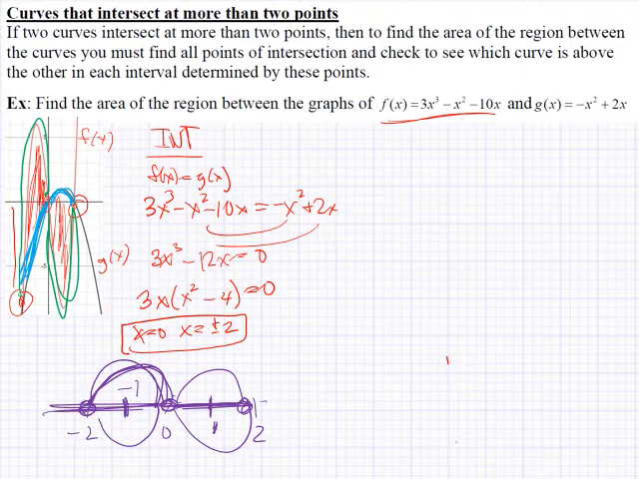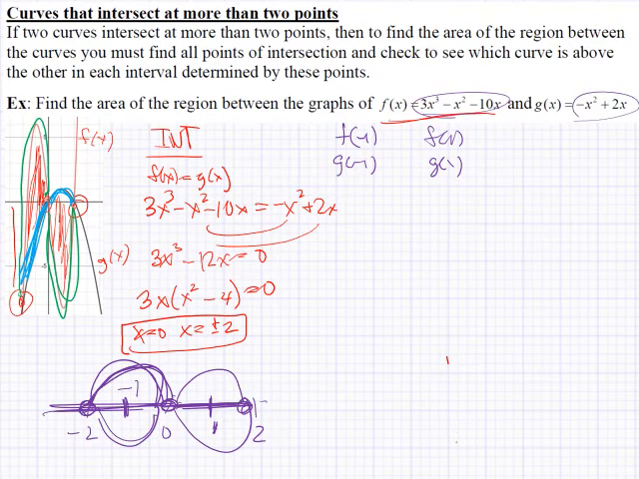So if I looked at, say, f of negative 1 and g of negative 1 and f of 1 and g of 1, and I looked at the value of all those, I could determine which one is on top and which one is on bottom. So that's easy, just evaluating. You plug it into these things and you see.